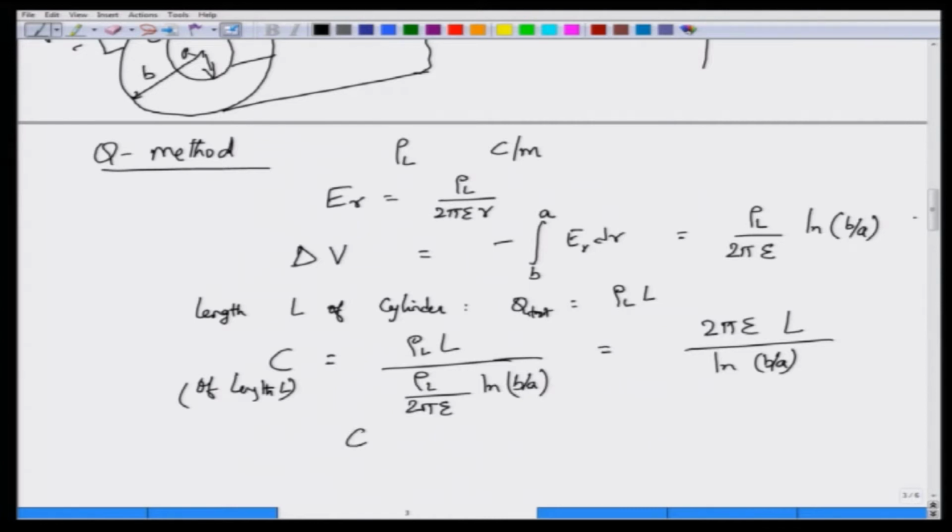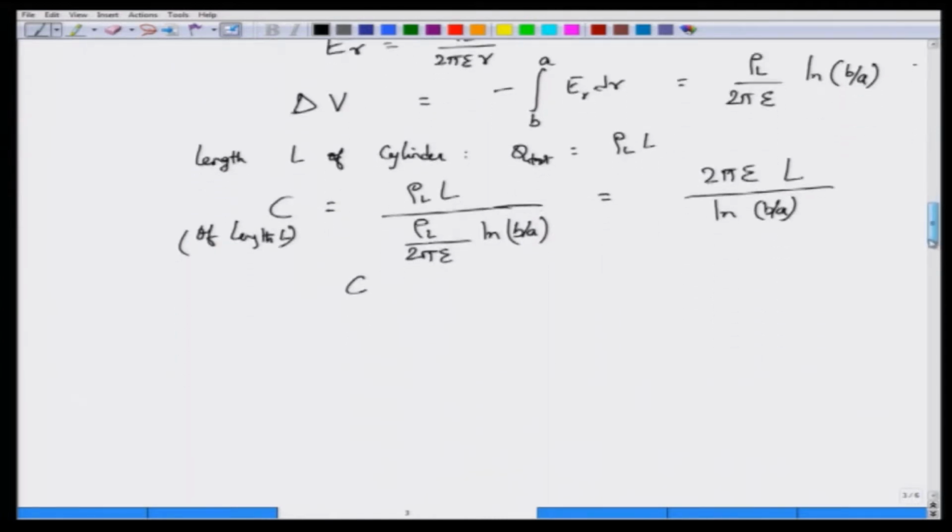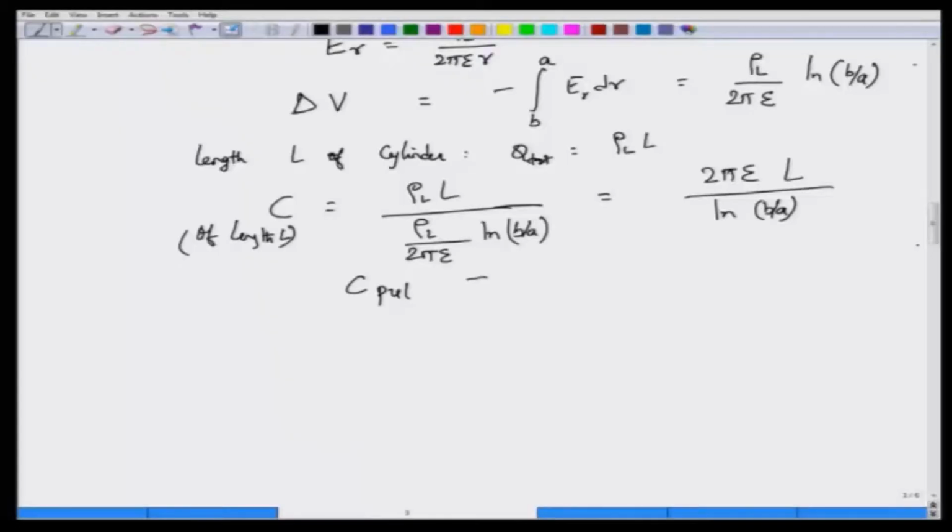However, in such structures which are mainly used for transmission lines, you are not interested in the capacitance of a given length, you are interested in capacitance per unit length, okay. Because capacitance per unit length, inductance per unit length, resistance per unit length and conductance per unit length are the parameters that we use to describe a transmission line. So, capacitance per unit length is capacitance of length L divided by L, and this is given by 2 pi epsilon by log of B by A farads per meter, okay. A fairly simple formula again to remember.